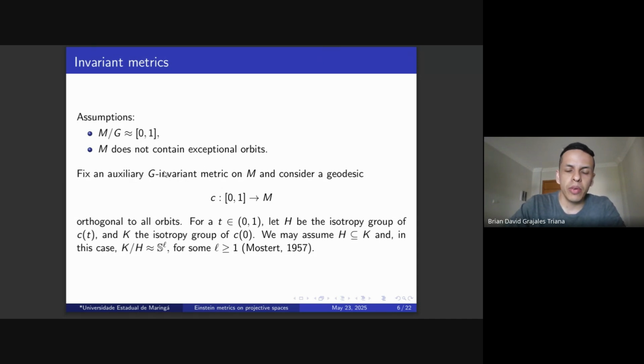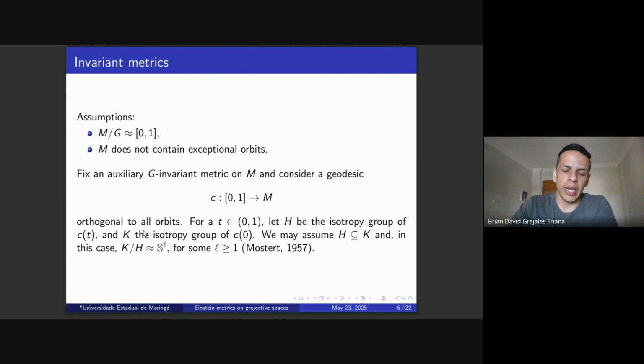Describing the Riemannian metrics that preserve the action. What we have to do is fix a G-invariant metric that is auxiliary, and consider a geodesic with respect to this metric that parameterizes the orbit space, c from [0,1] to the manifold, where c(0) is the singular orbit, c(1) is the other singular orbit, and the interior points correspond to points on principal orbits.